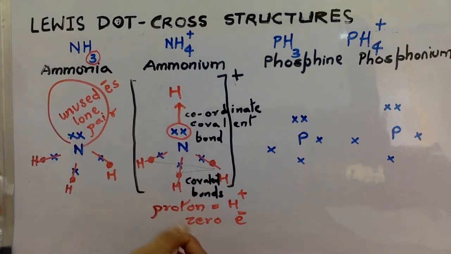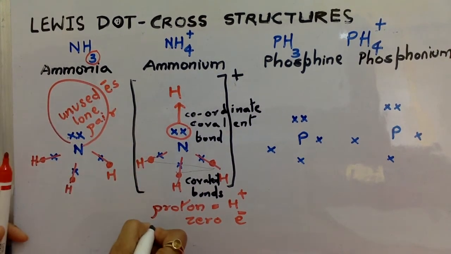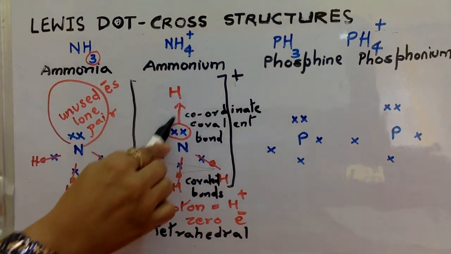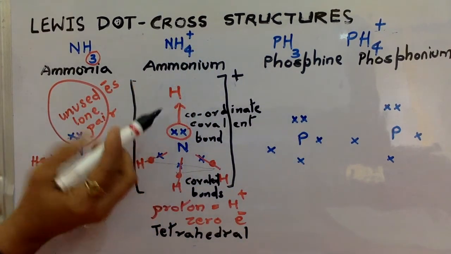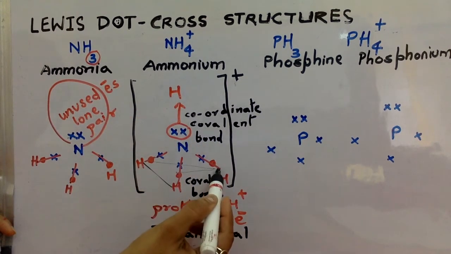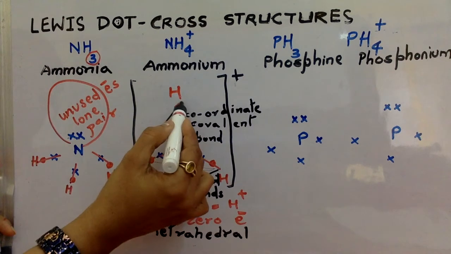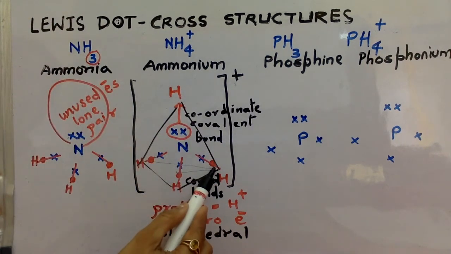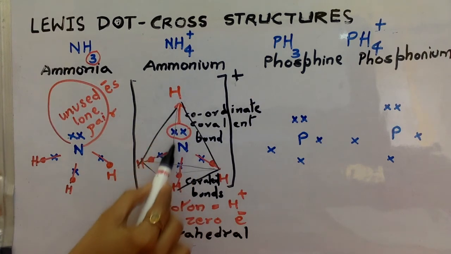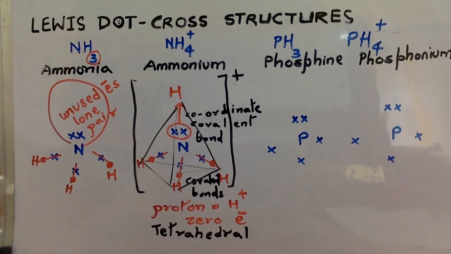Now this structure is tetrahedral. You can see it's just like the four corners of a regular tetrahedron. So the structure is tetrahedral. Okay.